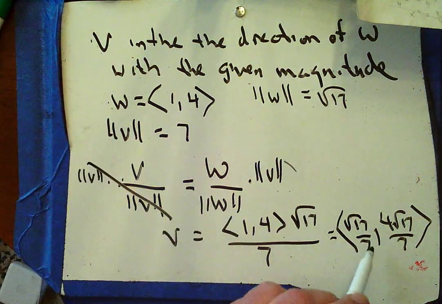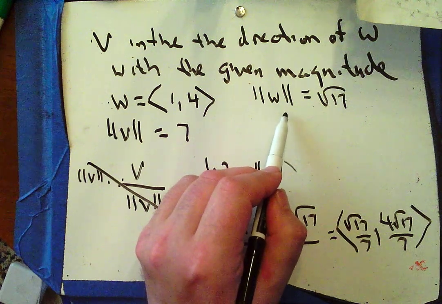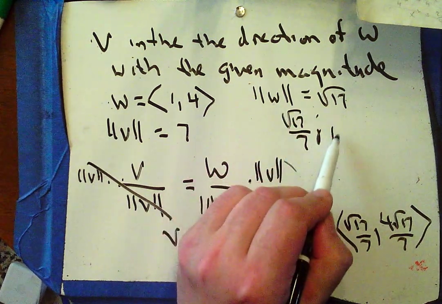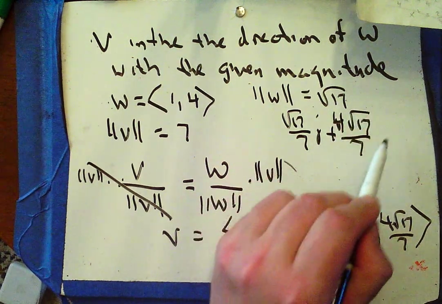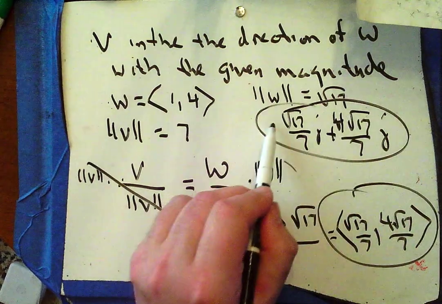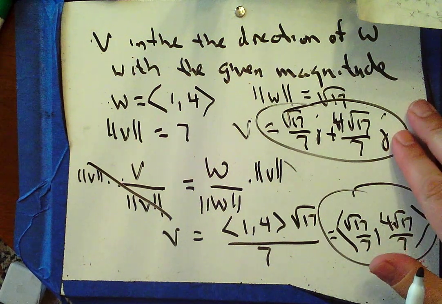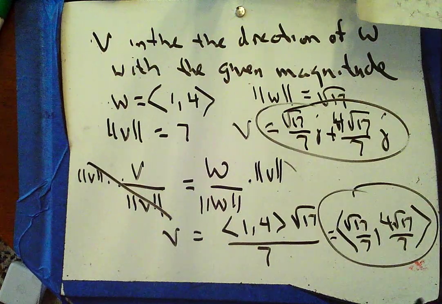Oh, and I guess I could write this in special unit vector form and say, okay, that's going to be root 17 over 7 i plus 4 root 17 over 7 j. These are the same vectors. They're both vector v in the direction of w. One is just describing the vector with special unit vectors, and the other is using component form.